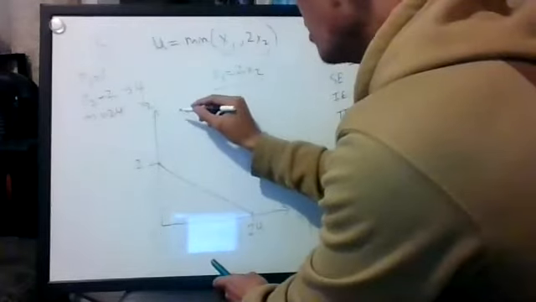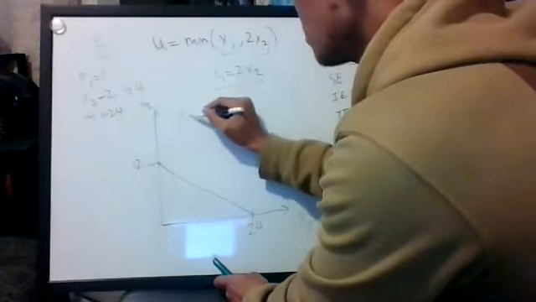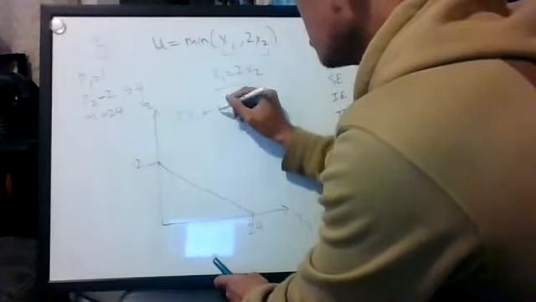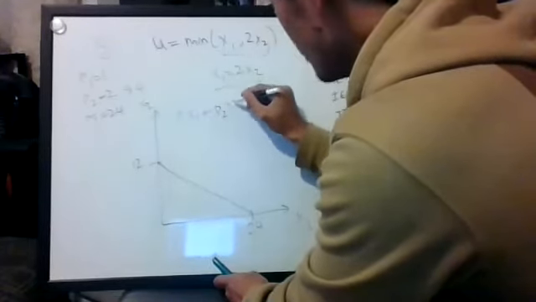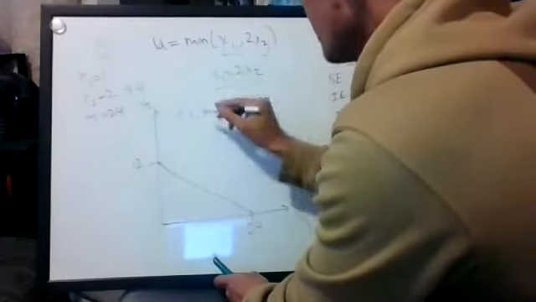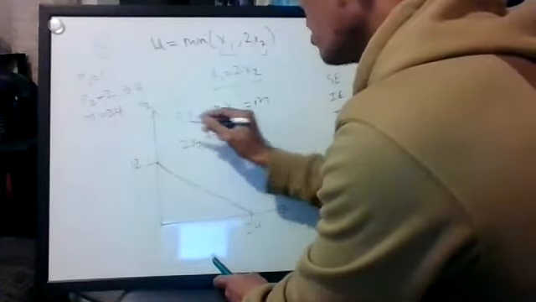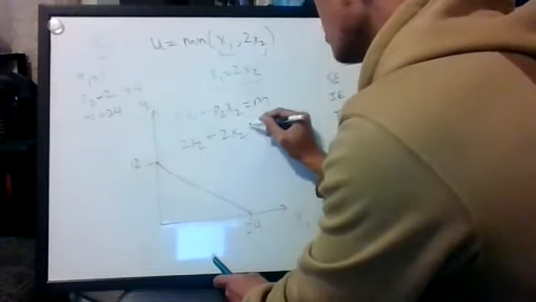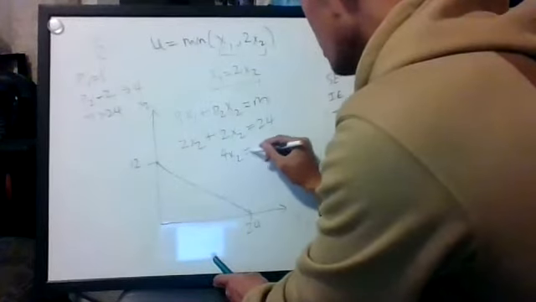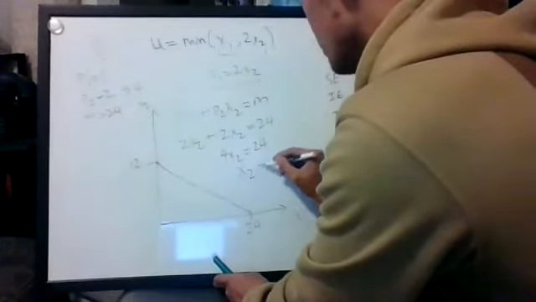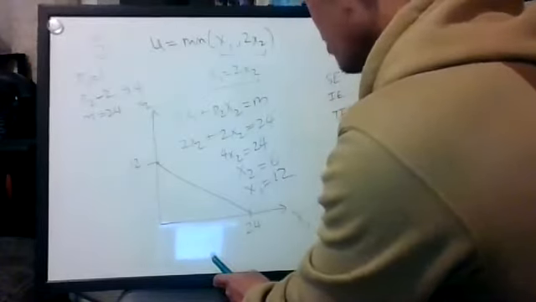And so we get P1, which is just 1, times x1, which is 2x2. So P1 x1 plus P2 x2 is equal to m, right? P1 is 1 and x1 is 2x2. So we'll get 2x2 plus 2x2 is equal to 24, right? So 4x2 equals 24, which means that x2 is equal to 6, which means that x1 is equal to 12.